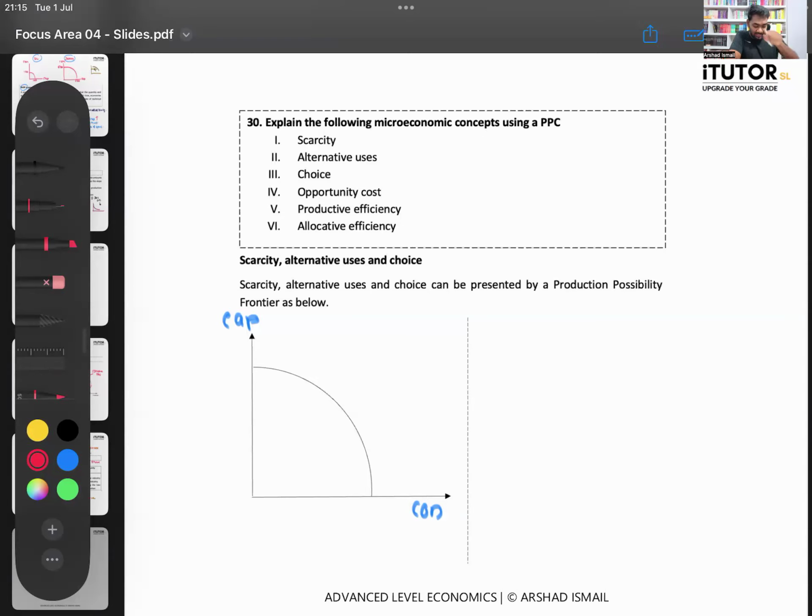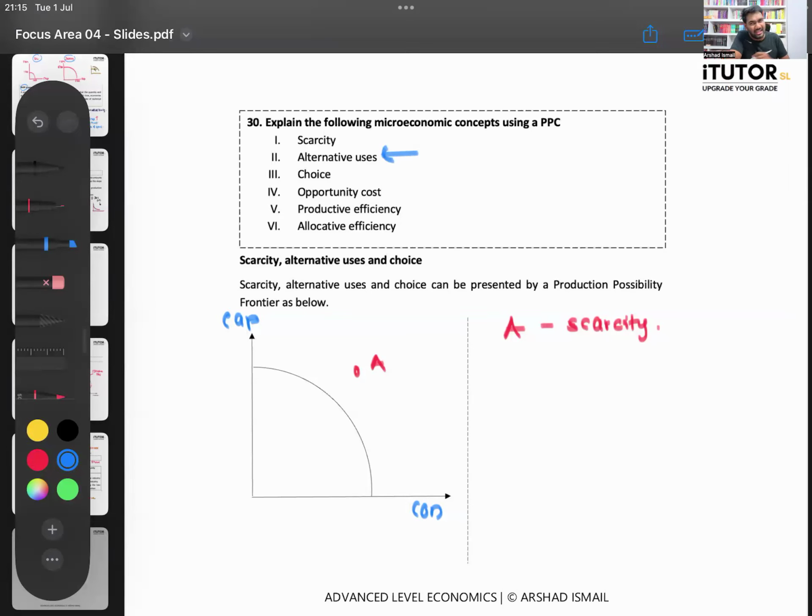A PPC shows all the points that are attainable. Scarcity is a point outside the PPC. So any point outside the PPC, let's say I'll mark it as point A. Any point outside the PPC represents scarcity, saying that, look here, we don't have resources to produce that. It is unattainable.